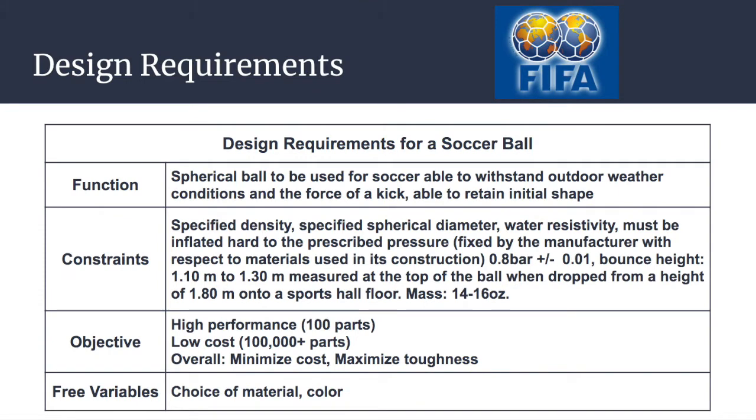Here's our design requirements table for the soccer ball. For the function, the ball is to be used for soccer and able to withstand outdoor weather conditions, the force of a kick, and it's also able to retain its initial shape. The constraints for this project are the specified density, spherical diameter, and the water resistivity. The objectives for this project are the high performance of 100 parts, the low cost with 100,000 plus parts, and overall we want to minimize the cost and maximize the toughness. The free variables are the choice of color and the choice of material.